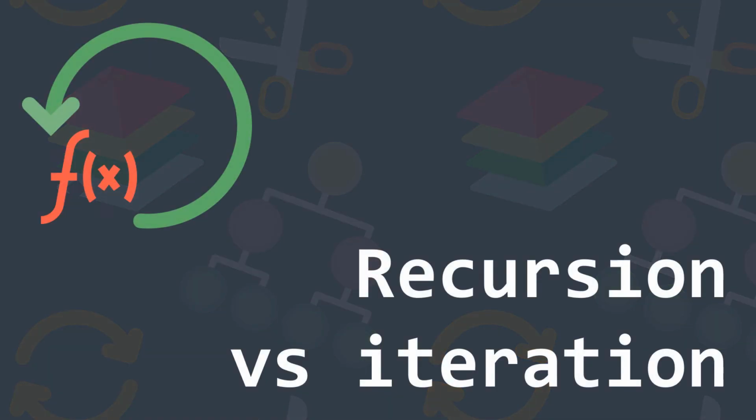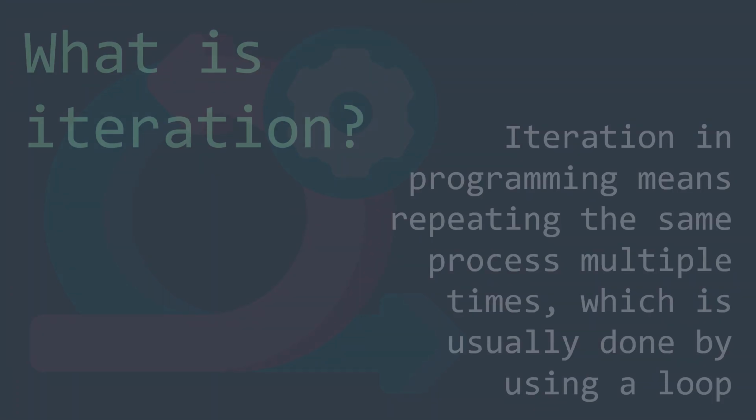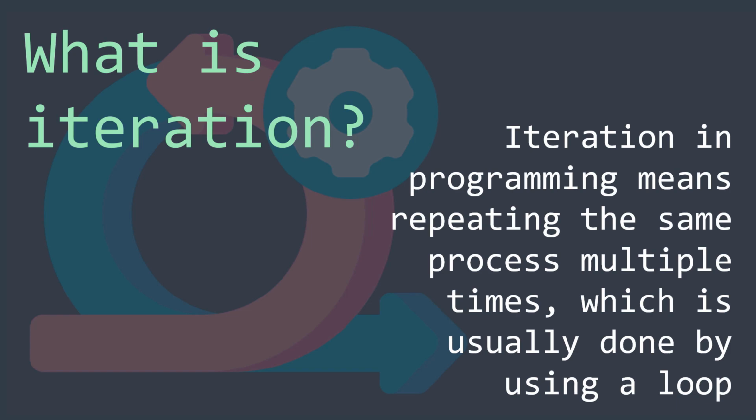Welcome to this new video where we will see the difference between recursion and iteration. First of all, what is iteration? Iteration in programming means repeating the same process multiple times, which is usually done by using a loop.